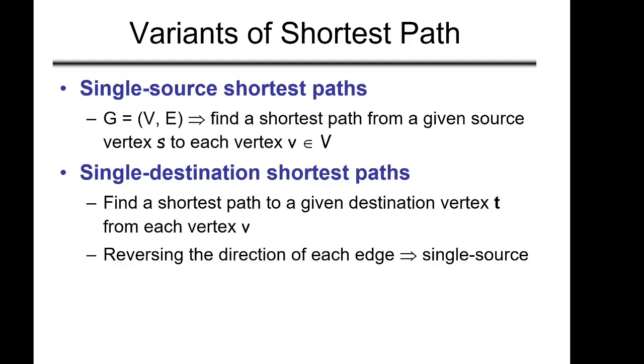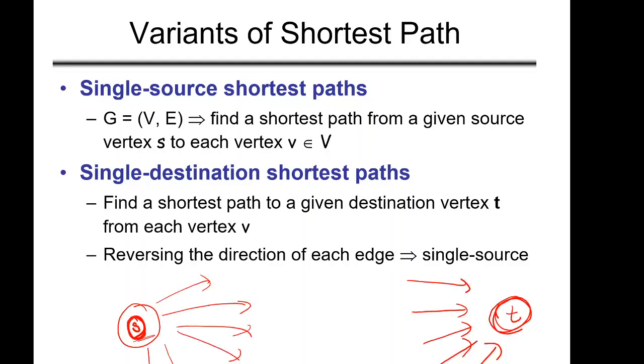Now there are some variations in this. The first type of shortest path is the single source shortest path. What do we mean by this? It means we have to find a shortest path from a given source to every other vertex in the graph.